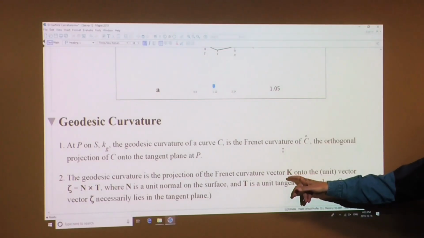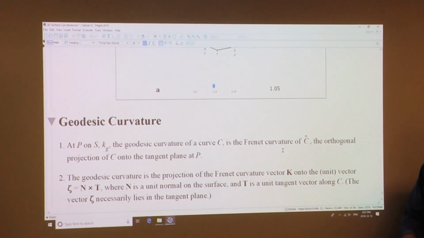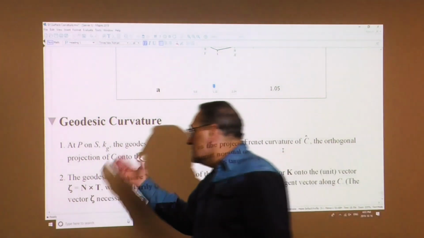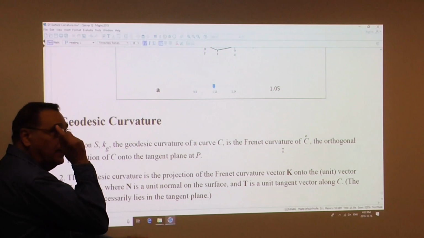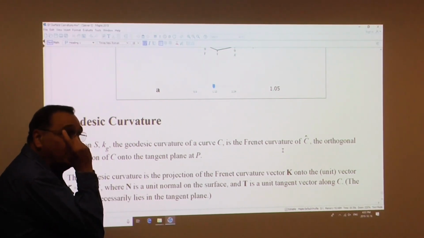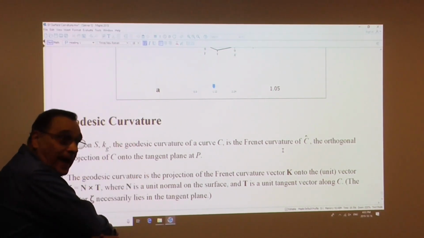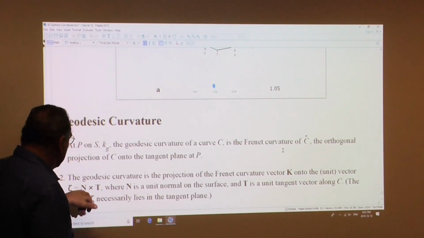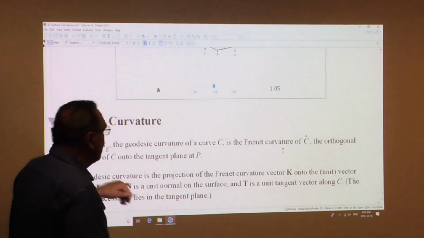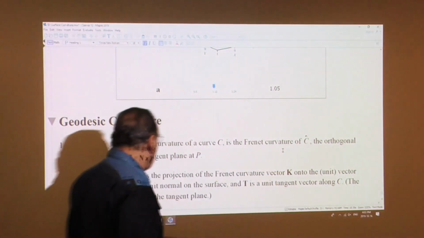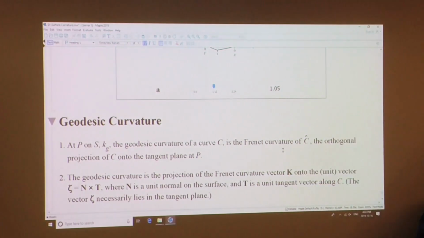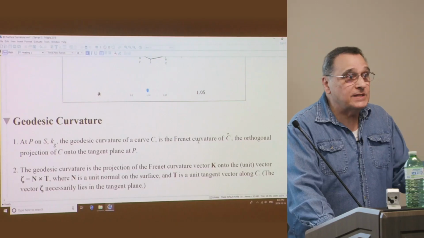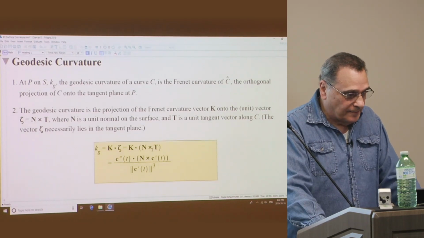Another description. Get your curvature vector for that curve in the surface and project it onto this vector, n cross t. So n is the normal, t is a tangent vector, a cross product is going to be back in the tangent plane. So this is in the tangent plane. Project the curvature vector onto this vector in the tangent plane. The component is the geodesic curvature. Well, 2 is easier to explain or visualize than 1.